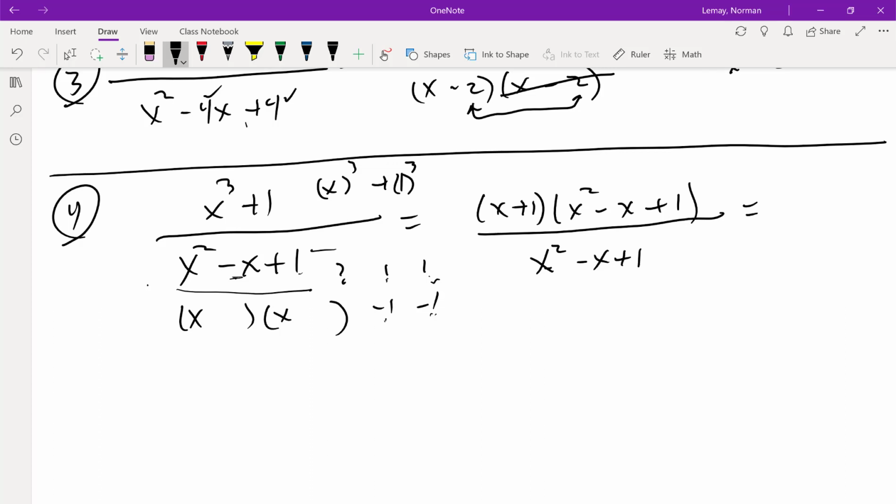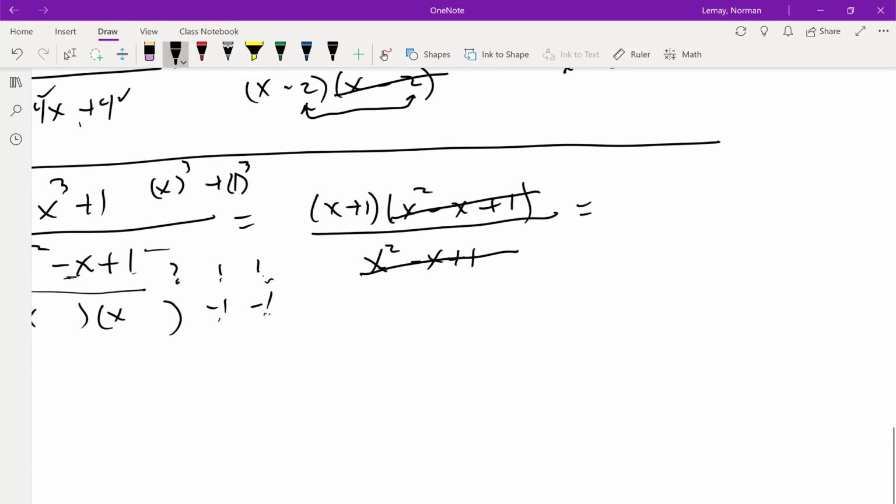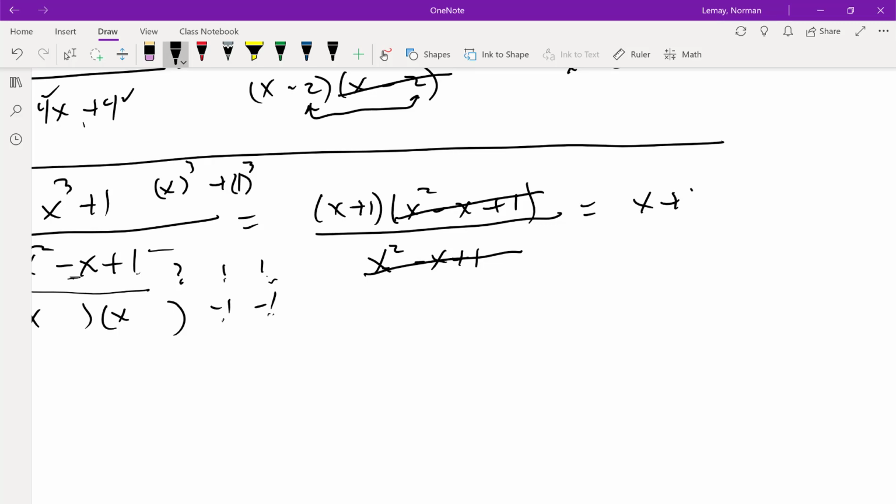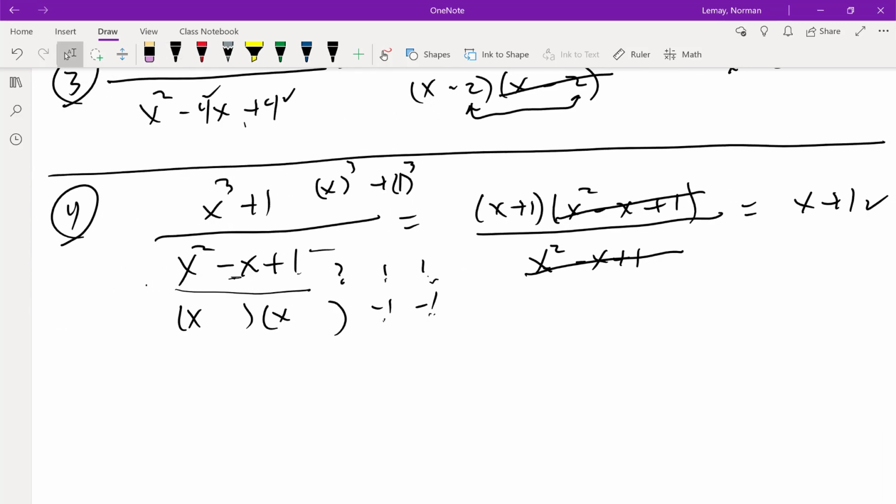So the top is factored, the bottom does not factor, but let's just note that this will cancel with this, so this leaves us with x plus 1, and now there's nothing else that we can do with that one.